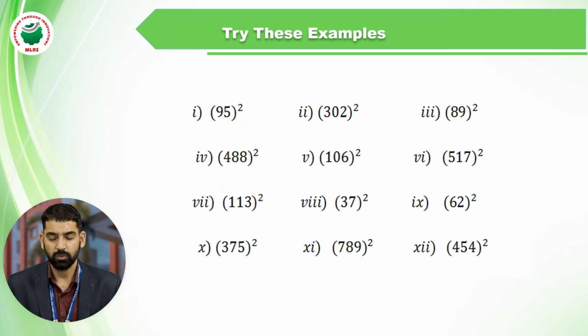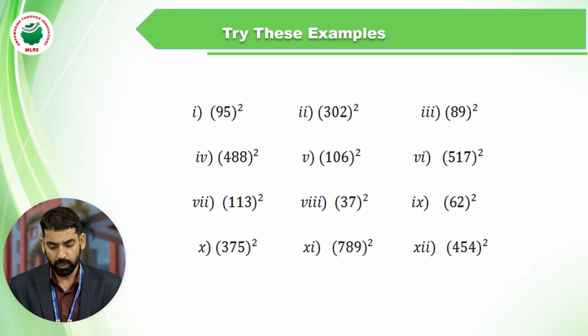I have given some examples for students to try at home. That is 95 square, 302 square, 89 square. You can try these examples using these two cases, and you can come up with your results. These are a few examples that you need to try at home.